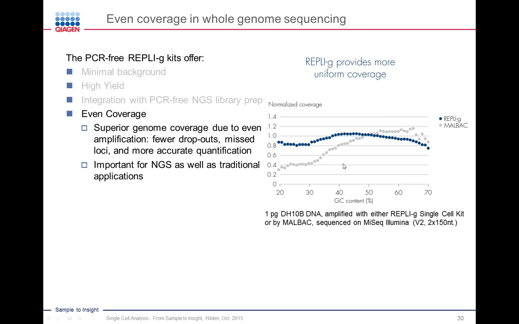If we compare in this experiment, this is a continuation of the previous experiment, where we sequenced a bacterial genome, 1 picogram of bacterial DNA, with REPLI-g and with a PCR-based competitor using the same NGS library preparation protocol. So we've controlled for everything possible otherwise. We see a really even coverage with the REPLI-g and a very poor coverage of low GC content regions with the PCR-based method.